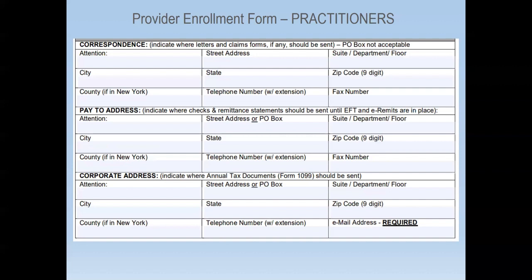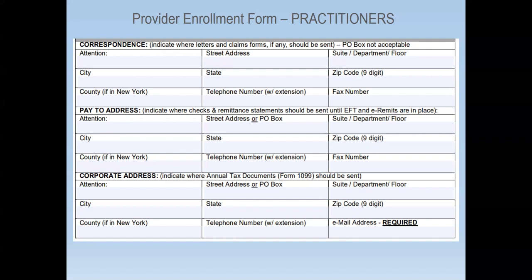Once you've given us that information, then we start asking about your addresses that you have on file. So the first one's going to be that correspondence address, and that's going to indicate where letters and claim forms, if any, are going to be sent. One thing about the correspondence address, you cannot enter a PO box in this field. That's not acceptable. All right, so you give us your correspondence address in that first section.